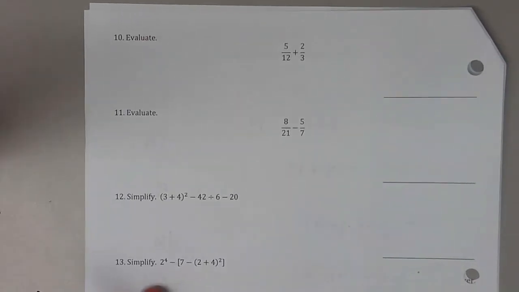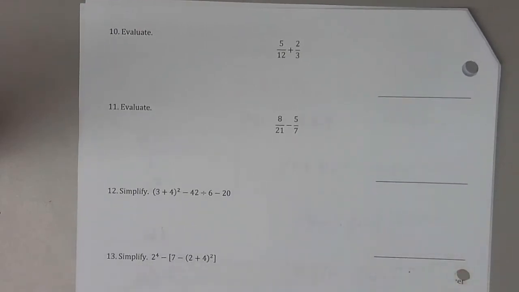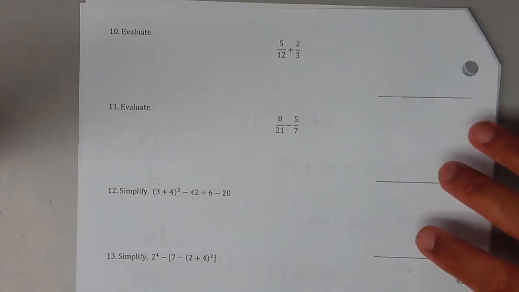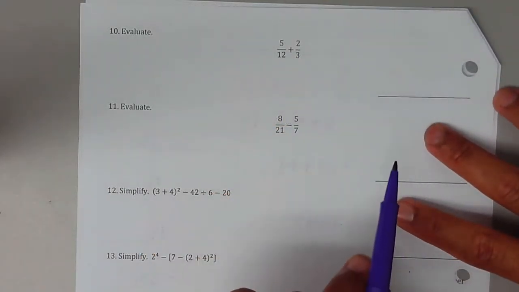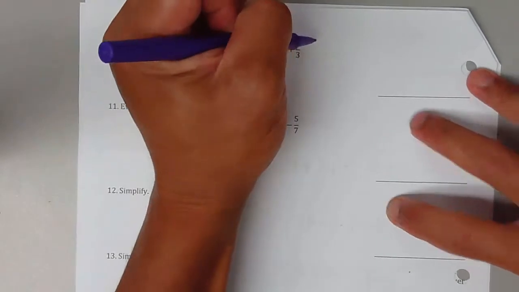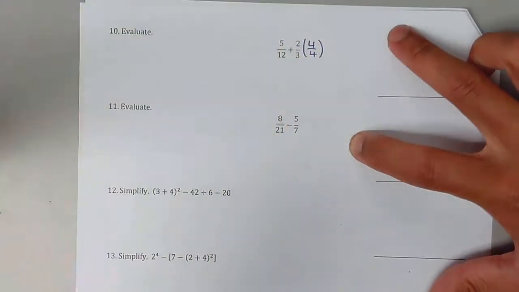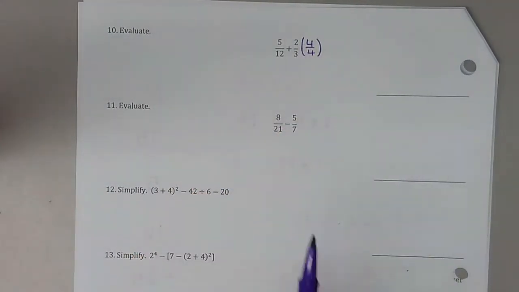All right, next page. We have 5 over 12 plus 2/3. A little bit more difficult adding fractions than multiplying. Multiplying, you can just go straight across. With adding fractions, you need the same denominator. So how do I make this 3 become a 12? Well, we can multiply by 4 over 4. The reason I can do that is because that's literally just the number 1.